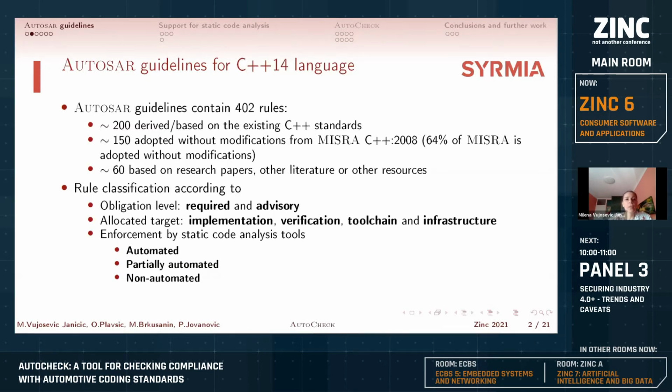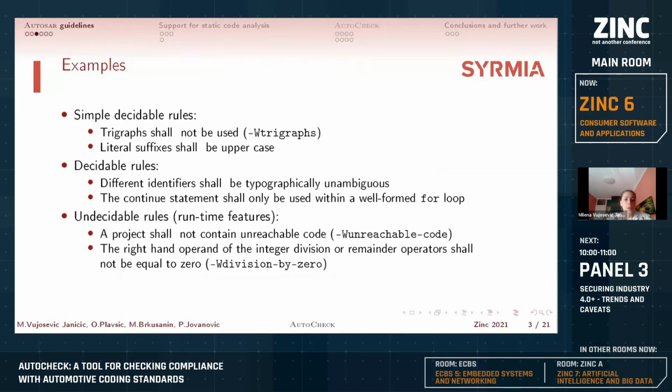Autosar guidelines contain 402 rules derived from different sources, and these rules can be differently classified according to obligation level, allocated target, and enforcement by static code analysis tools. Some rules can be automatically checked. These are implementation-based rules, and some can be only partially automated, and some cannot be automated at all. On the next slide, we can see some examples.